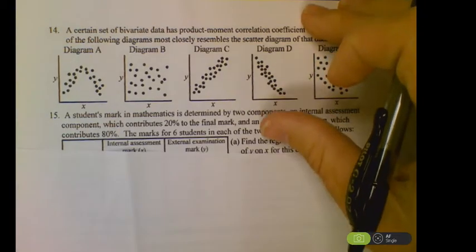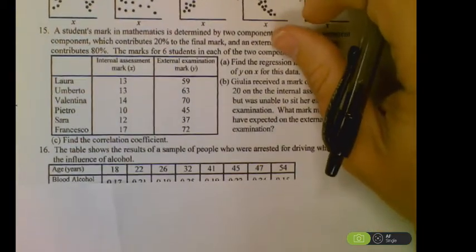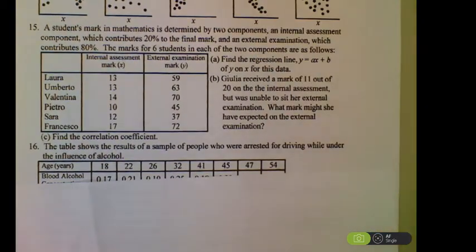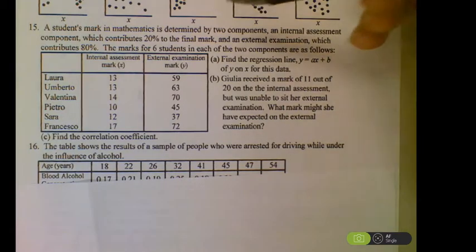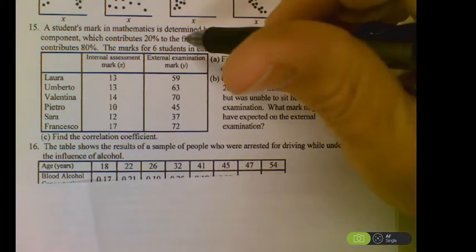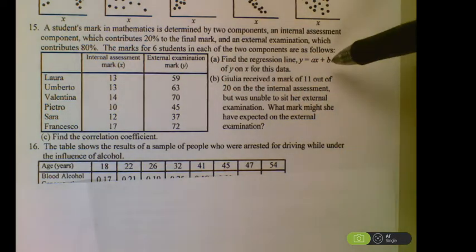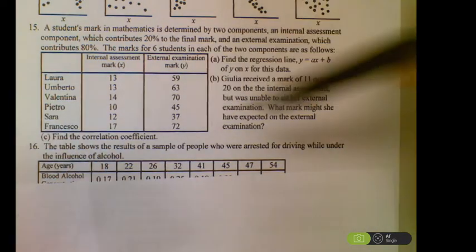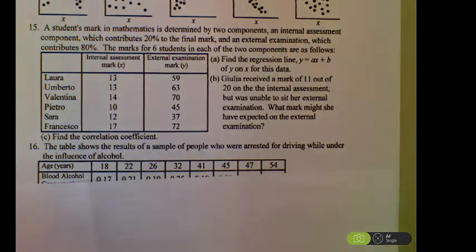So jumping up to number 15. Get it all on the screen there for you. So, all right. Students' marking in math is determined by 2 components. So you got the IA component, 20%, the external for 80%. The marks for 6 of the students, 2 components are as follows. So they're given some table of information right there. So find the regression line.